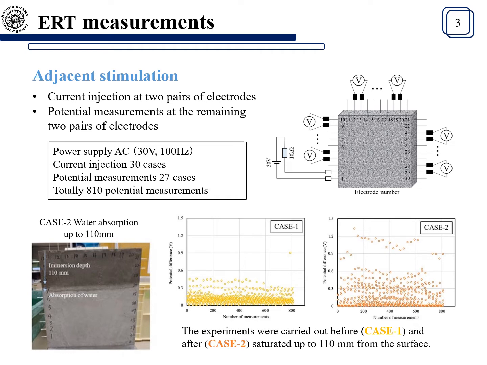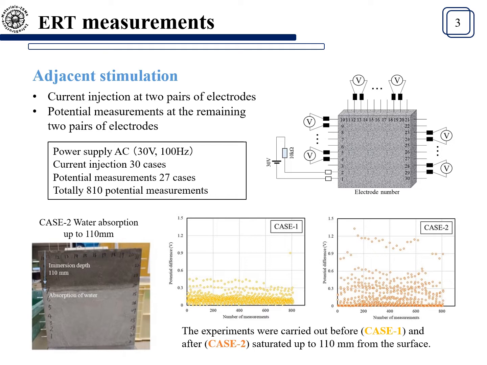The specimens were exposed to room conditions controlled at 20 degrees Celsius, and the ERT measurements were carried out, which served as reference data. And then the specimens were immersed in a water tank up to a depth of 110 mm as shown in the figure. As can be seen in the figure, the saturation degree of water increased by absorbing water from the exposed surface for a week. And then AC current was injected to a pair of electrodes selected among 30 electrodes, which was carried out by an adjacent stimulation pattern. Subsequently, potential differences were measured using a tester in each pair of electrodes.